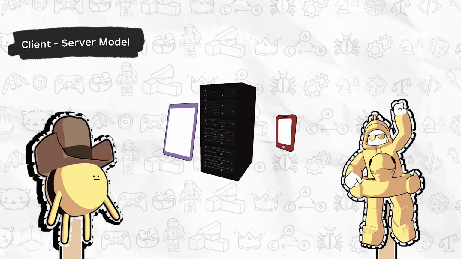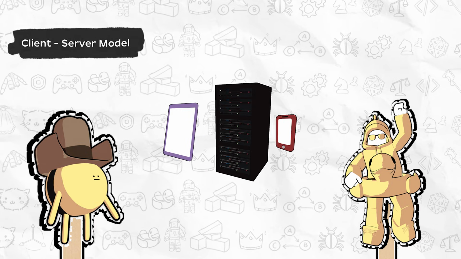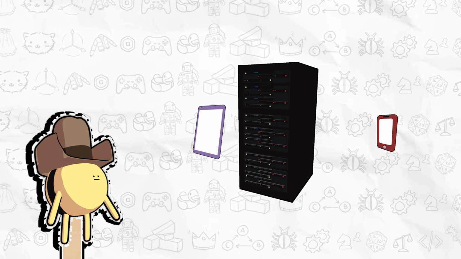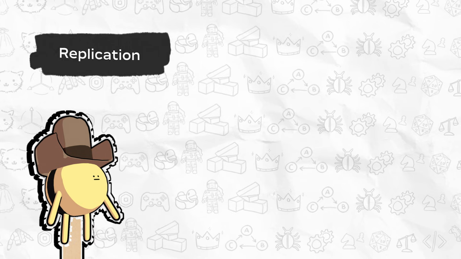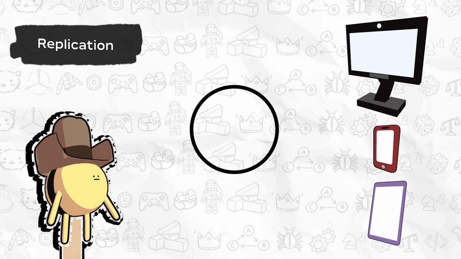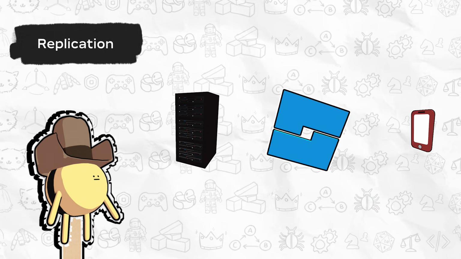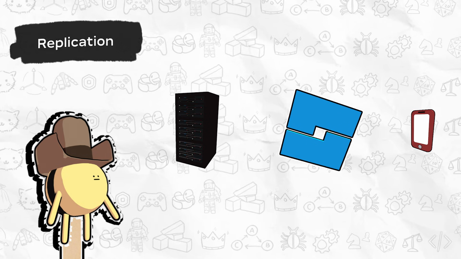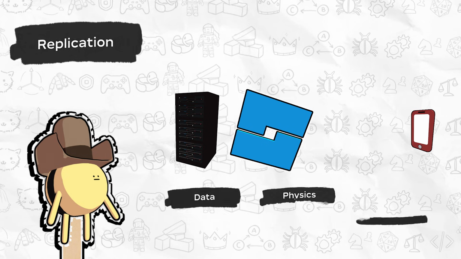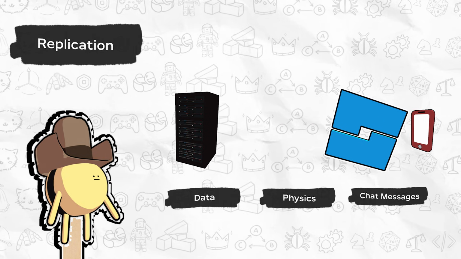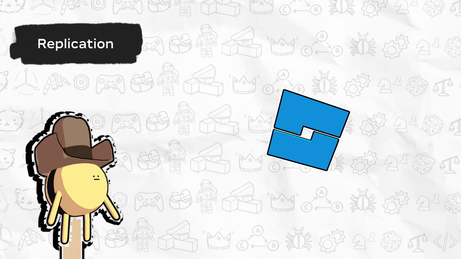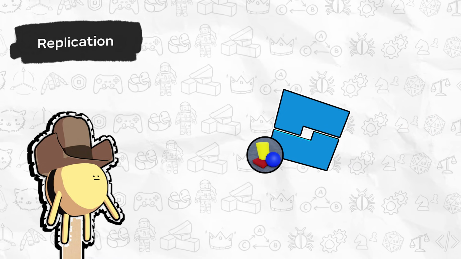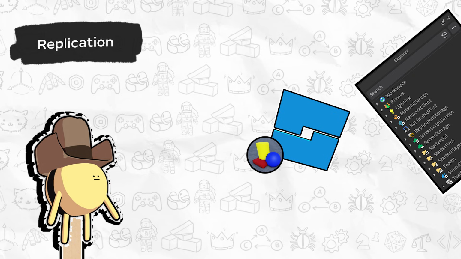But how does the server update the data model on clients? That's a great question. The server updates each client's data model through a process called replication, the process of synchronizing the state of a place with all connected clients. The Roblox engine intelligently and automatically replicates data, physics, and chat messages between the server and client for many cases. But you can also specify certain objects to replicate by placing them in specific containers.